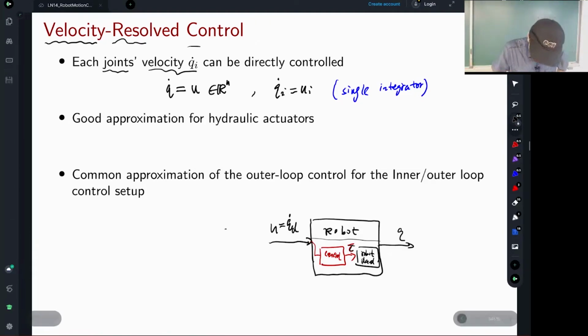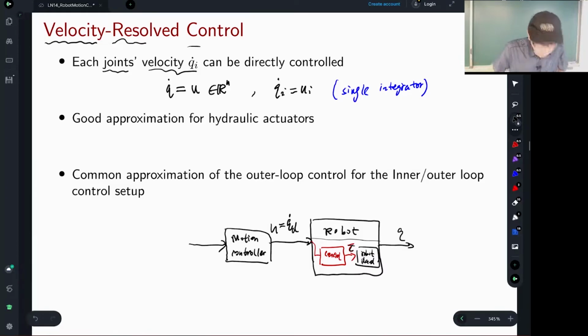Okay. Here is what we want to design: the motion controller. And what we're given is q_d, a reference. This is a reference from a motion planner, okay? This is the reference from the motion planner.